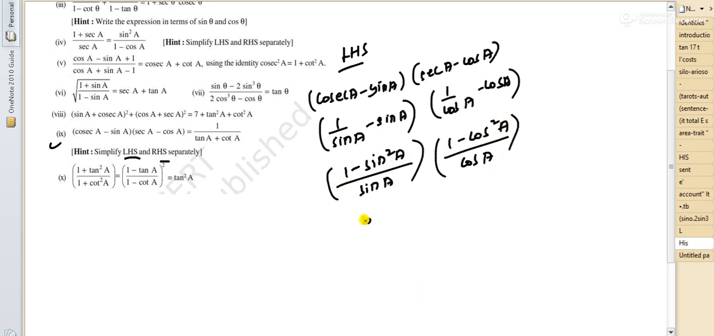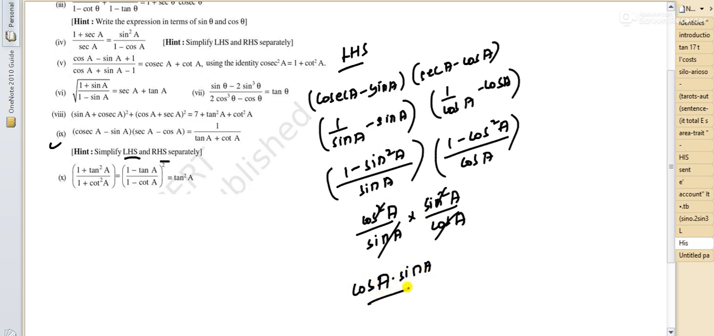What is 1 minus sin square a? It is cos square a divided by sin a, into what is 1 minus cos square a? It is sin square a divided by cos a. So if you see, numerator and denominator are similar. Here you have cos into cos, here you have just cos, so one cos will get cancelled. Similarly, one sine will get cancelled. So numerator you get cos a into sine a. Got it? So this is the first one.